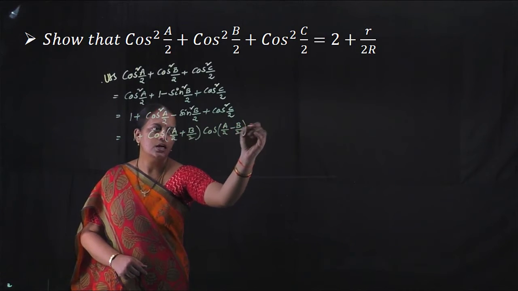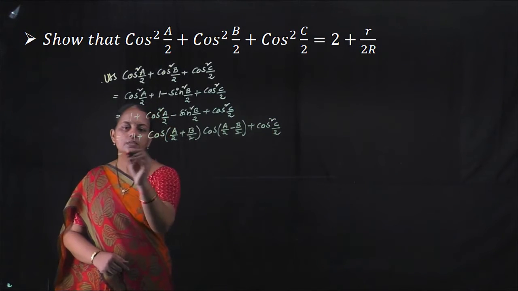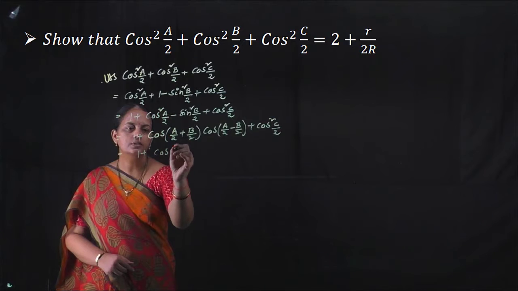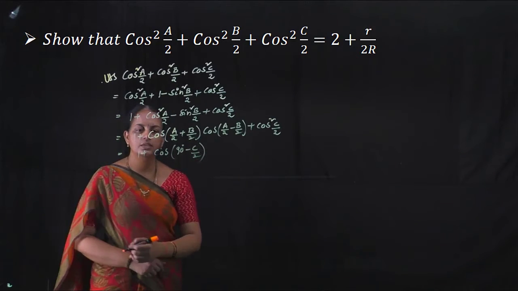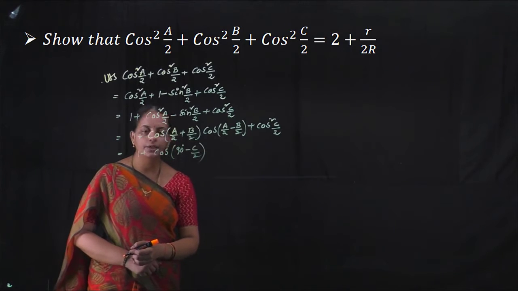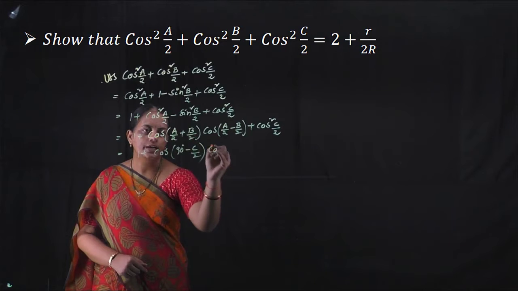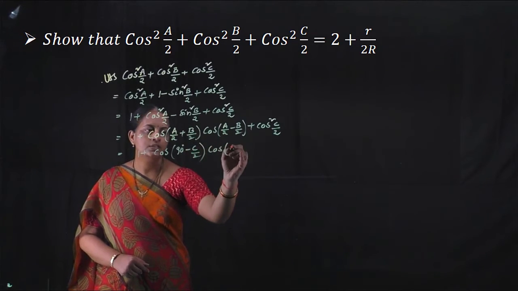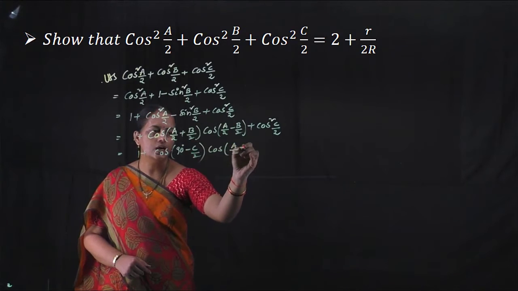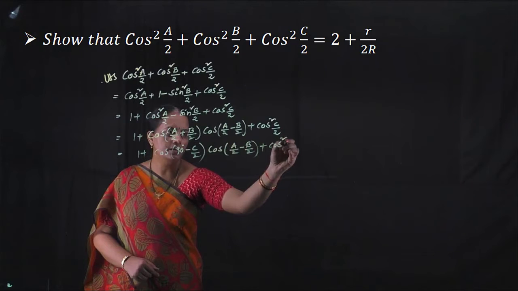Plus cos square C by 2. And A by 2 plus B by 2 means 90 minus C by 2, since A plus B plus C is equal to 180 and A by 2 plus B by 2 plus C by 2 is equal to 90. From that we can write cos of A by 2 plus B by 2, which is cos of (90 minus C by 2), into cos of A by 2 minus B by 2, plus cos square C by 2.